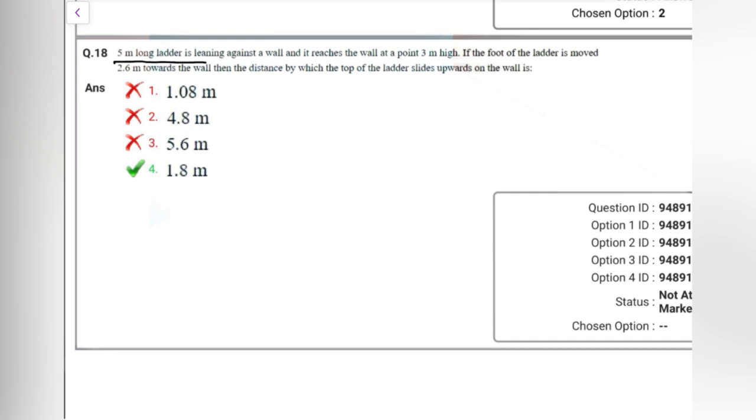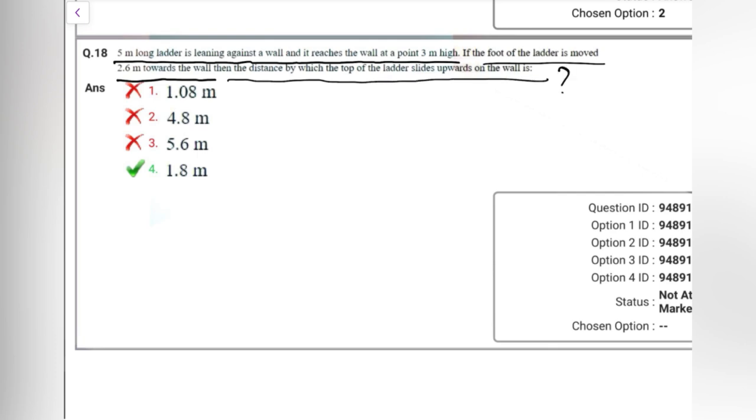Five meters long ladder is leaning against a wall and reaches a wall at a point of 3 meters high. If the foot of the ladder is moved 2.6 meters towards the wall, then the distance by which the top of the ladder slips upwards on the wall is. 5 meters long ladder is leaning against a wall. Let it be ladder 5 meters. And it reaches the wall at a point of 3 meters high. Let it be 3 meters.